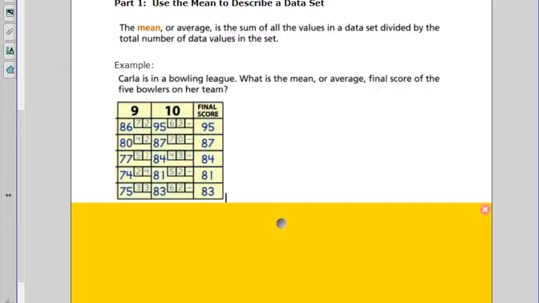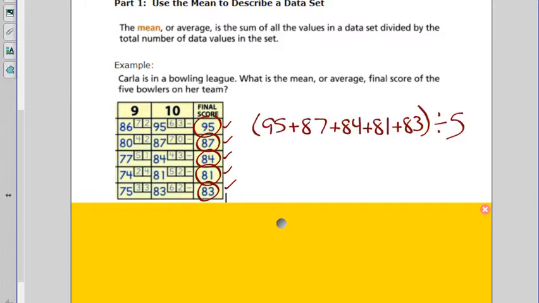Here's an example. Carla's in a bowling league, and we want to know the mean or average of the final scores of all the bowlers on her team. One bowler has a 95, another bowler has an 87, an 84, an 81, and an 83. To find the mean, I have to add all those up and divide by 1, 2, 3, 4, 5. I have to divide by 5. I'll punch my values into the calculator, and this is what I get. Then I divide by 5, and I get a mean of 86.